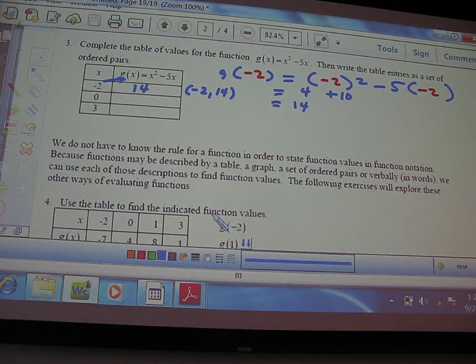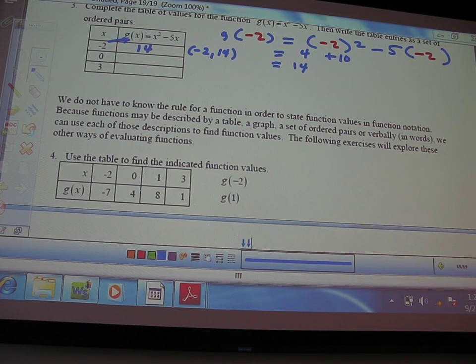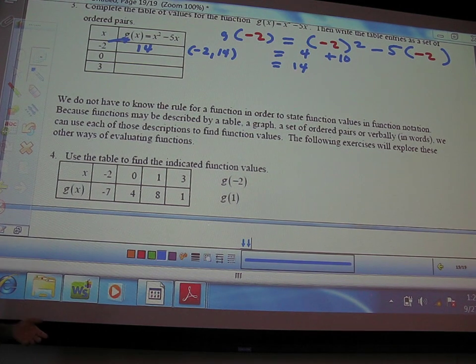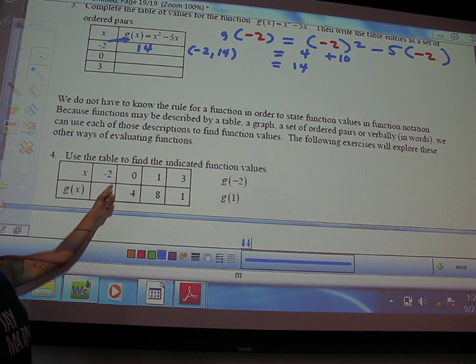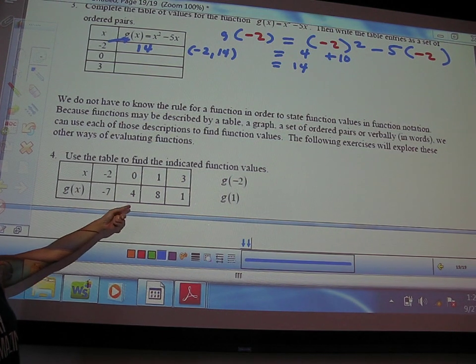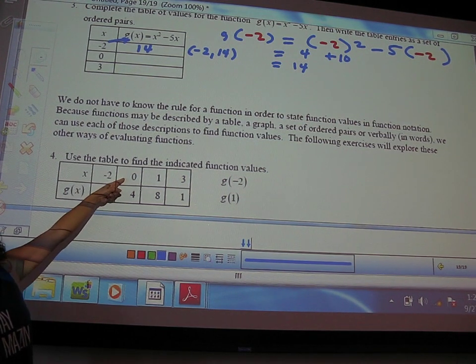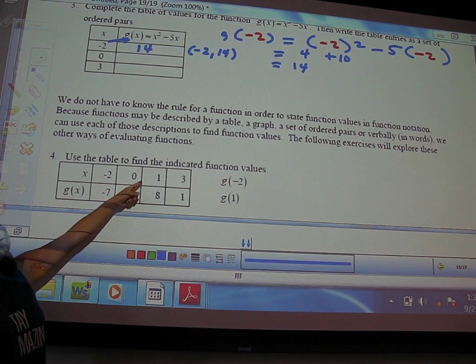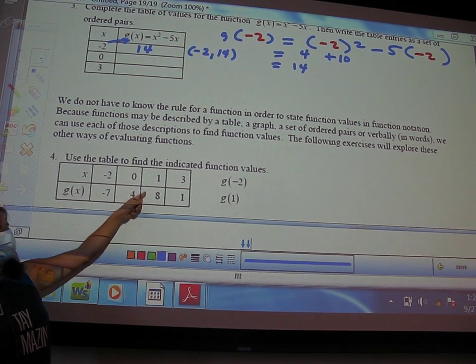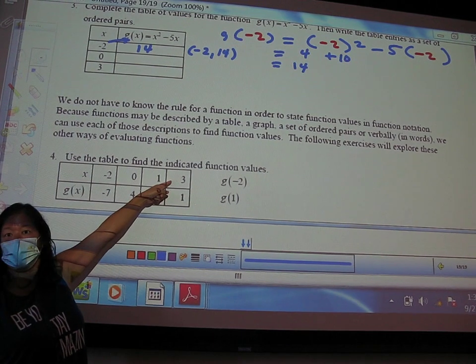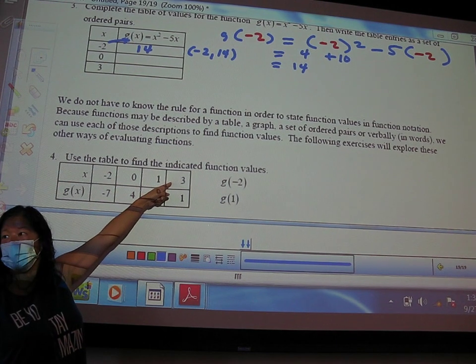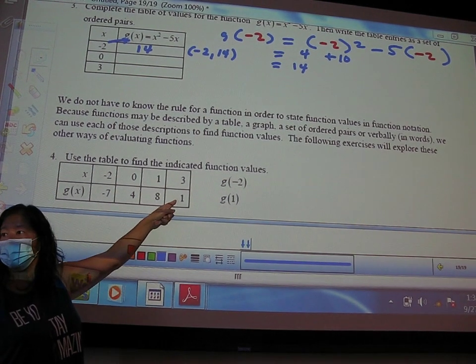So you guys have a couple of those to work on. And then, we don't have to know the rule. So here's a table already given to me, so I don't have to do any work. Here, these are my x's. For each of the x's, these are their corresponding y's. So when x is 0, what's my y? 4. Does everyone see that? When x is 1, what's my y? 8. Great. When x is 3, what's my y? 1. So g of 3 equals what? 1. Does that make sense?